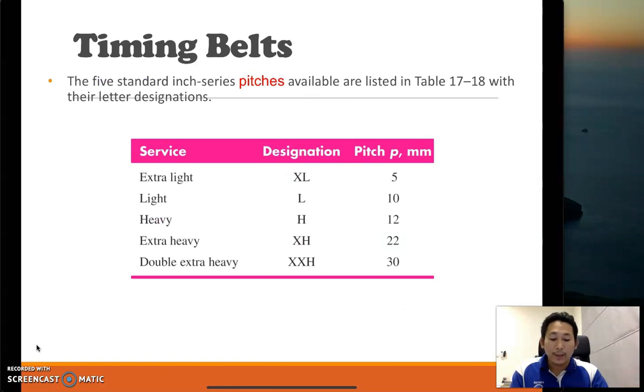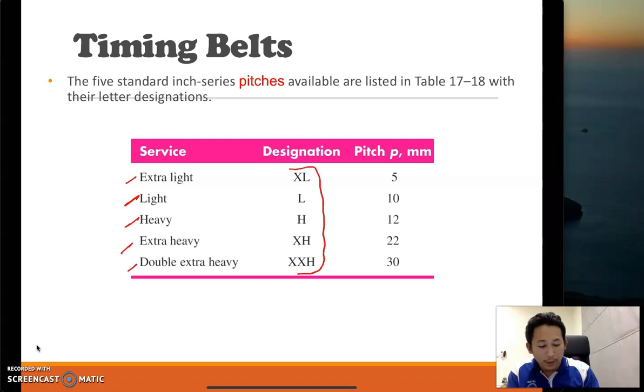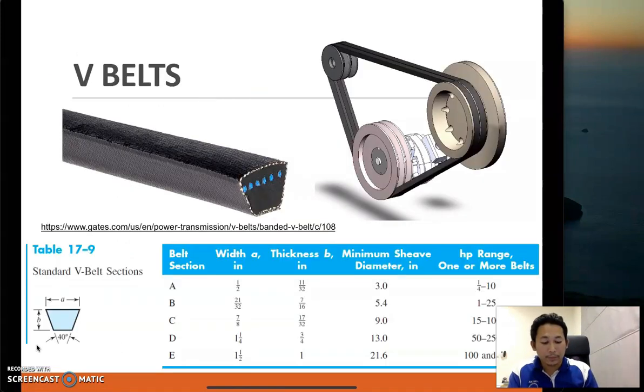The five standard inch series pitches available are listed in the table below. We have extra light, light, heavy, extra heavy, and double extra heavy. So this is the designation or the keyword, and this is the pitch for each of the designations of the timing belts.